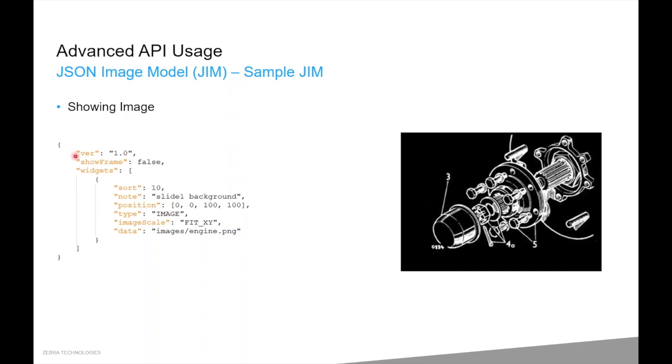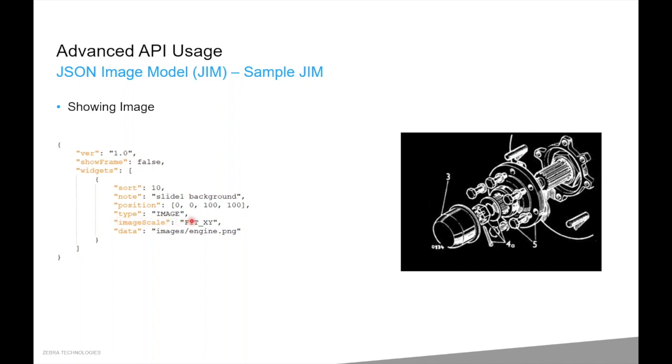So the top half of the JSON file here stays the same for simplicity's sake. And then down in the widgets here, I've given it some different values. We've given it a sort value of 10. Again, at this moment, it's not too important. I've put a note saying that this is just a background image for slide 1. I've positioned it 0, 0, so down here at the bottom left, and I've given it 100 width and 100 height, so that it fills the entire screen.